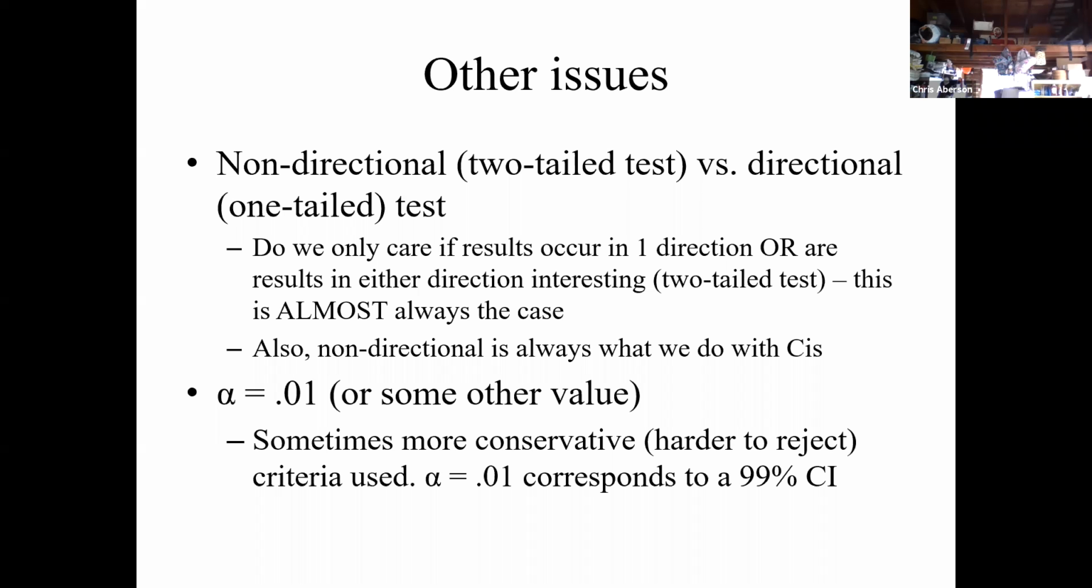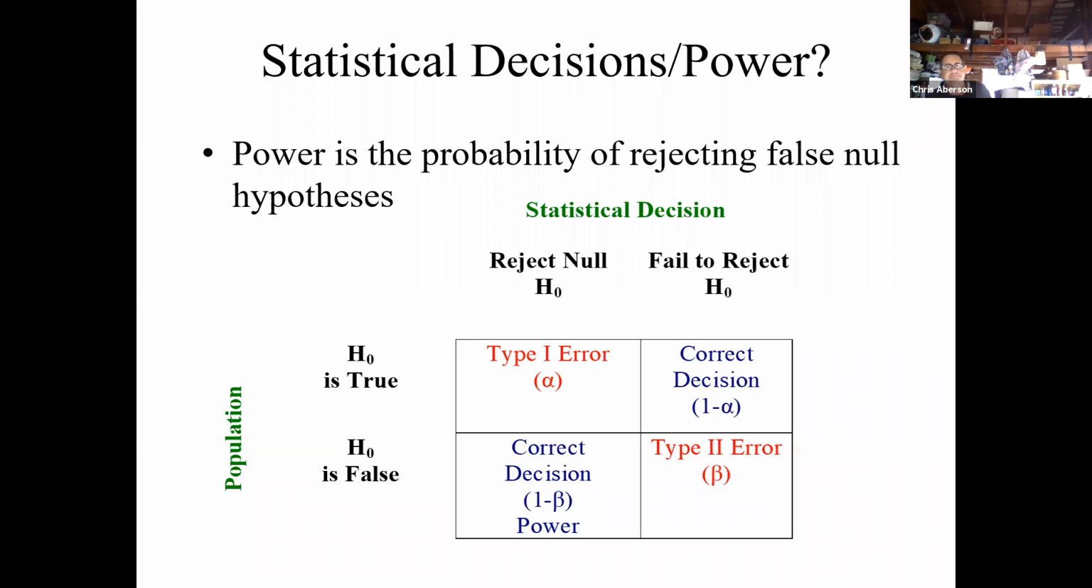Another issue here is using different alpha values. We just use 0.05 here, but it's not hard to convert to a different value. If you're using 0.01, then you would only reject the null if your result happened less than 1% of the time. This would correspond to a 99% rather than a 95% confidence interval. Again, different people will do different things, so don't be surprised if you see other values at work.